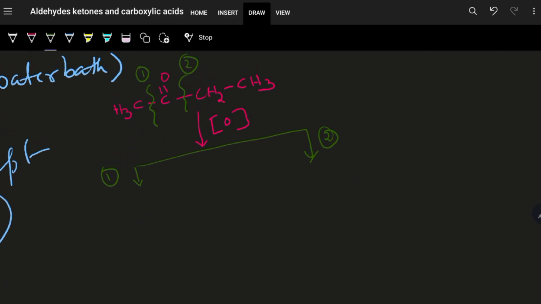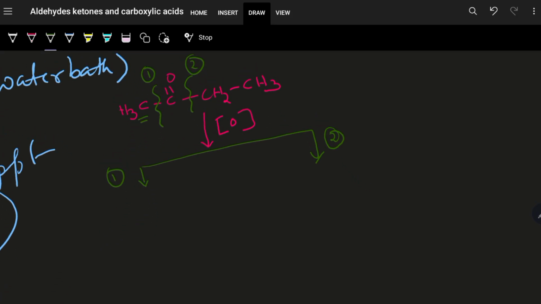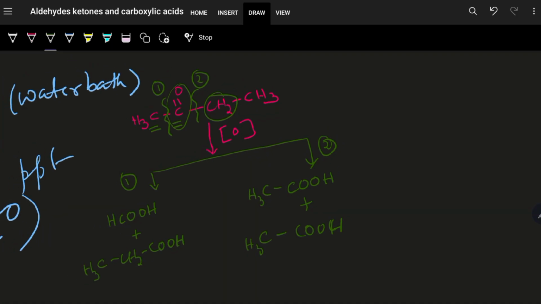So when I get it in two ways, I say this is one way of breaking, this is the second way of breaking. For one way of breaking, the last carbon gets converted to COOH. So I get HCOOH. Along with this I will get CH3CH2COOH. This is one set. And for carbon number 2, again this carbon will get converted. So I get CH3COOH plus CH3COOH. So 2 moles of the same product I am getting for this.